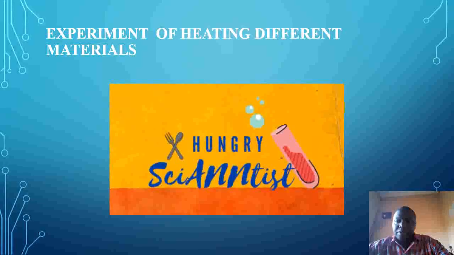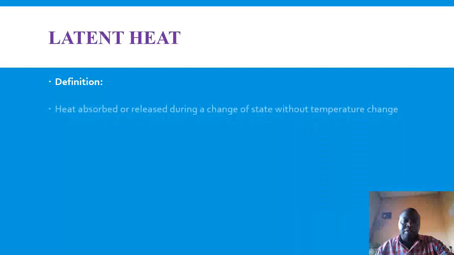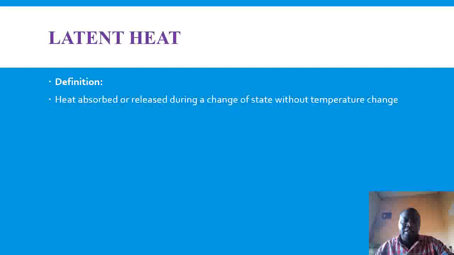Okay, so there are so many videos of that nature online. So latent heat is our next term to look at. Definition of this: latent heat is the heat absorbed or released during a change of state. Now this happens without changing the temperature. Heat is absorbed or released during the change of state, but the temperature of the body does not change.